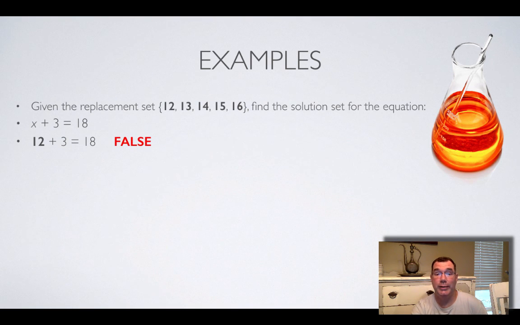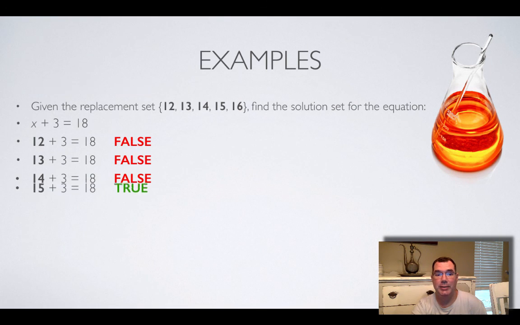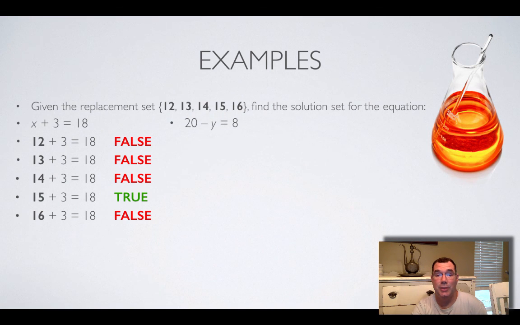Well, if I plug in the first number in the set, 12 plus 3 is not equal to 18. That's false. 13 plus 3 is not equal to 18. 14 plus 3 is not equal to 18. 15 plus 3 is equal to 18, so that value of the variable makes that sentence true. And 16 plus 3, I had to try the last one, that is not equal to 18, so the solution is 15 for that example.